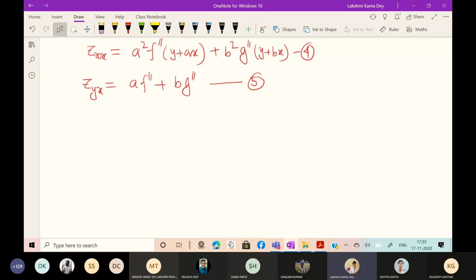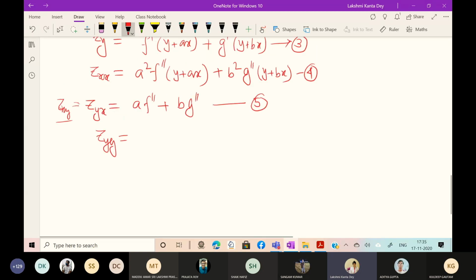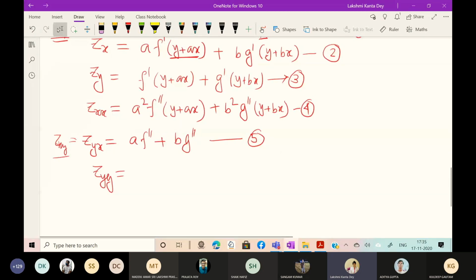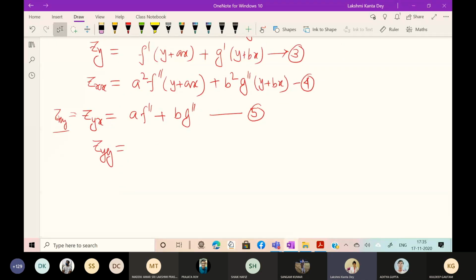Okay. So this is the same as basically Zxy. Mixed partial derivatives are the same. Next, if we do Zyy, what will it be? See the equation, differentiate with respect to y again. There is no coefficient of y, so it will be f double dash plus g double dash. There is no other thing.